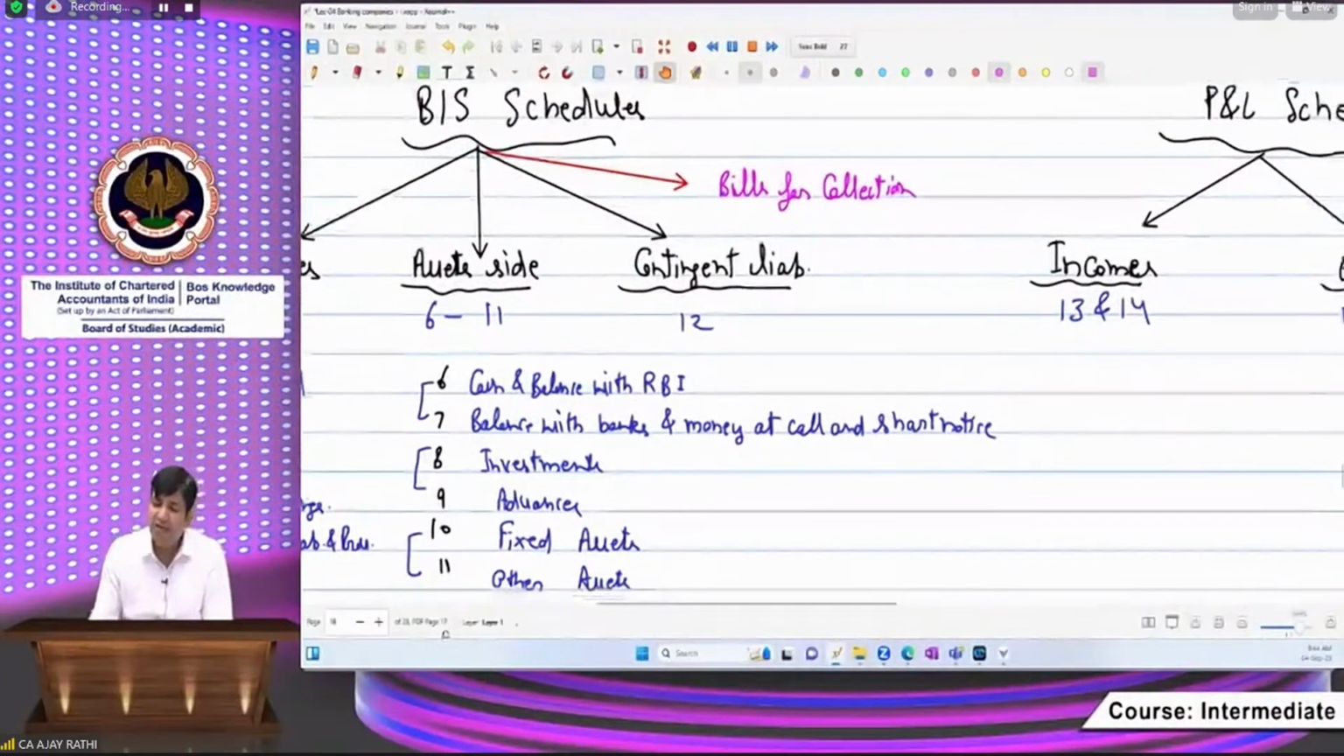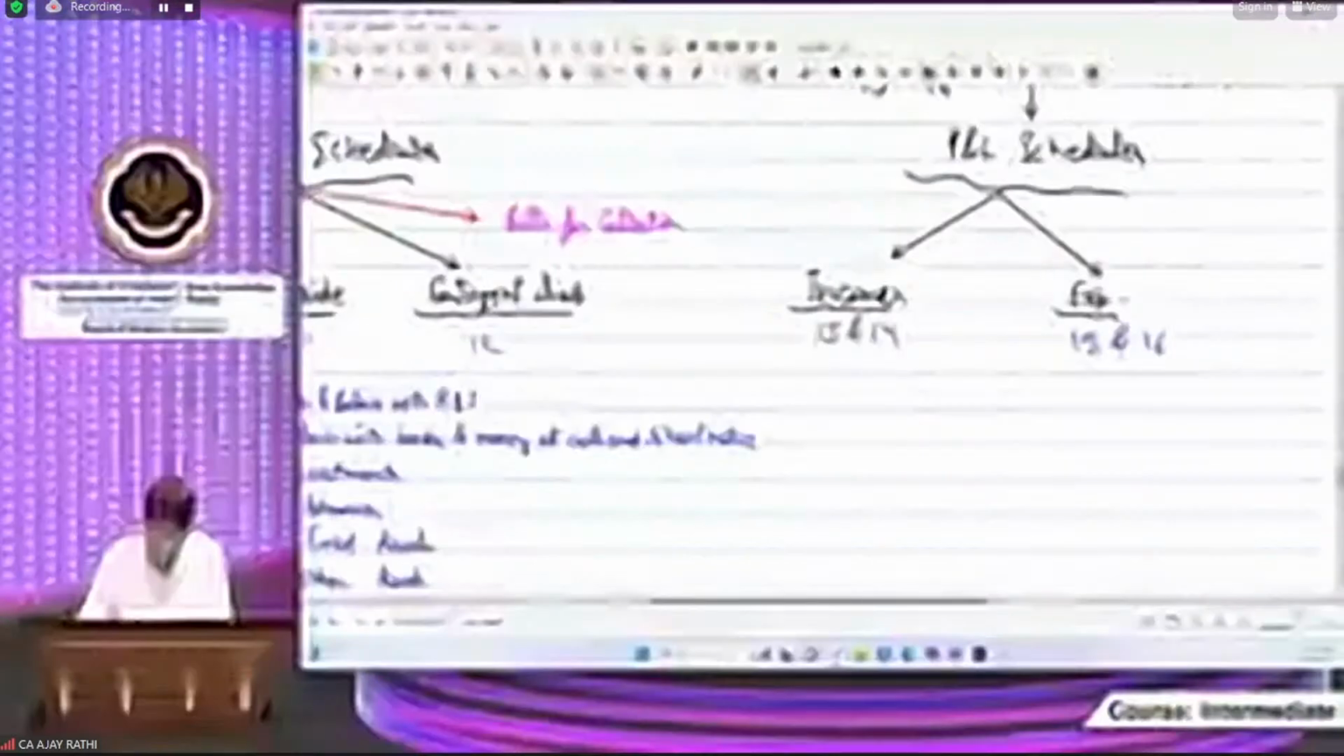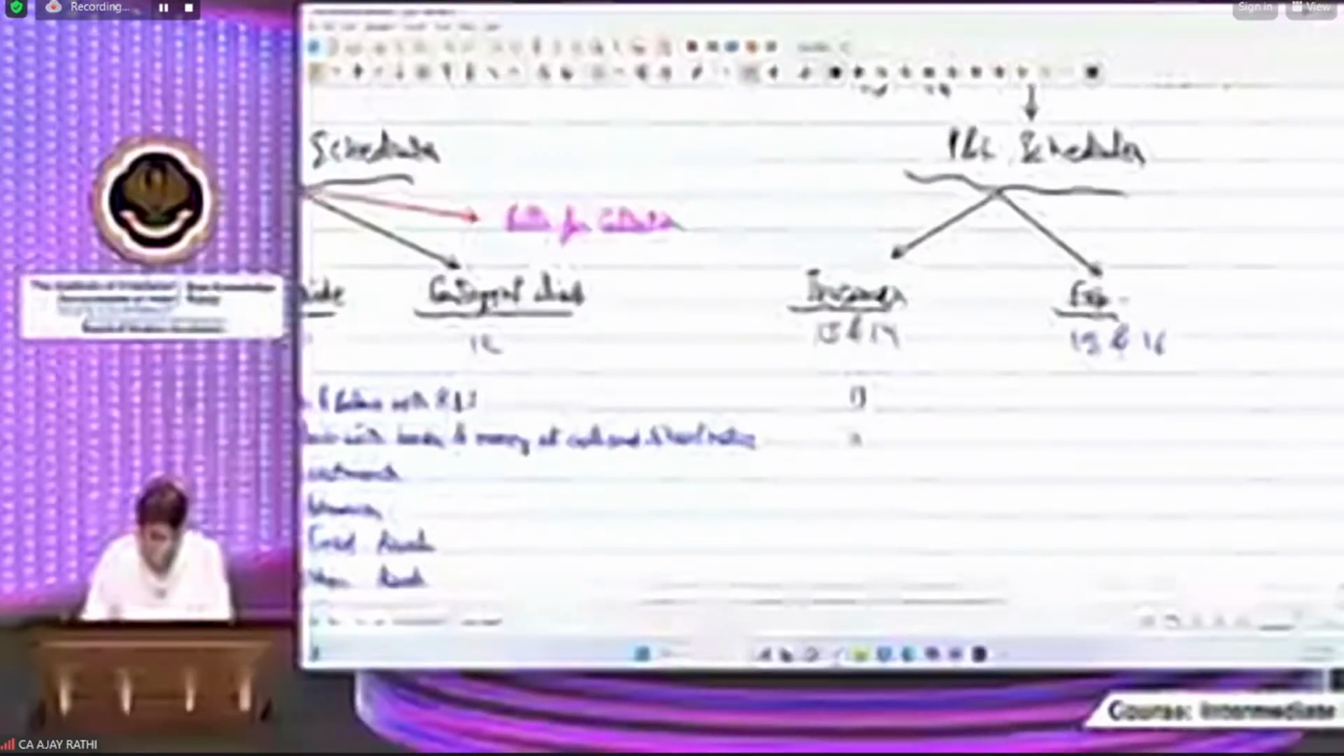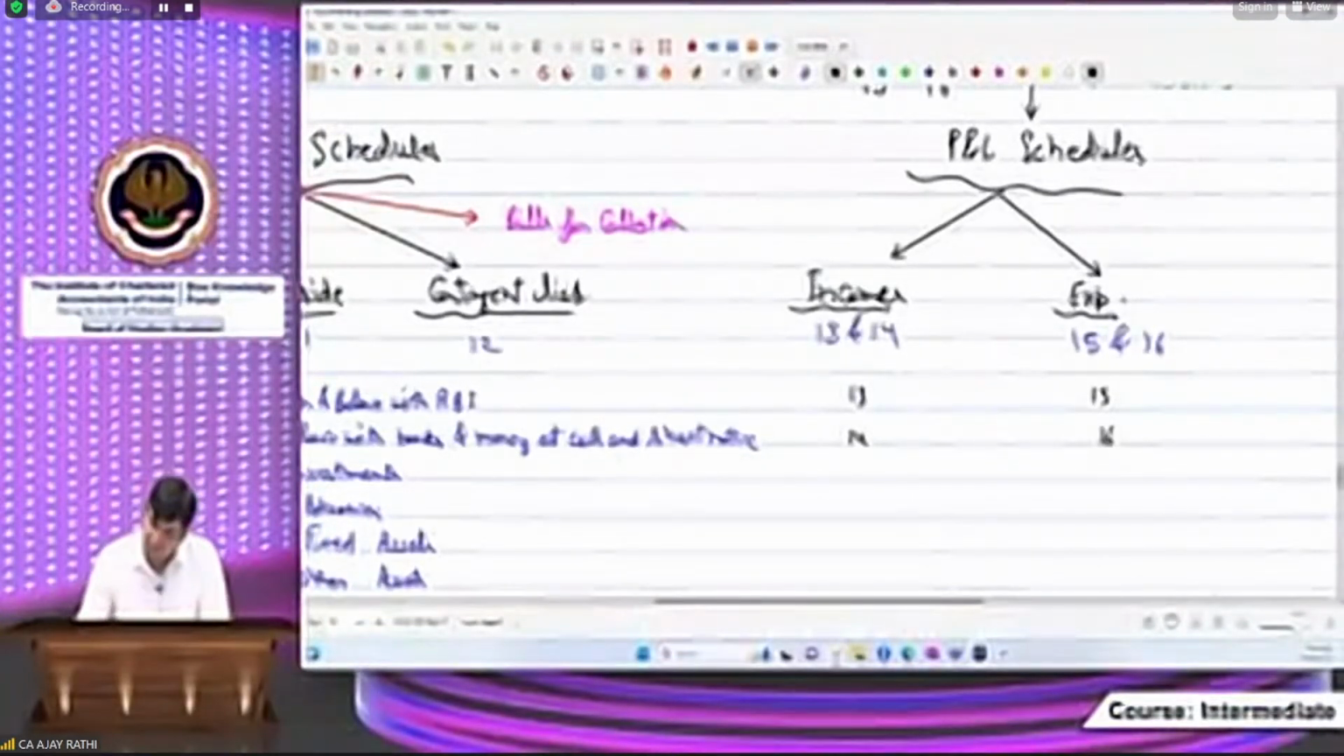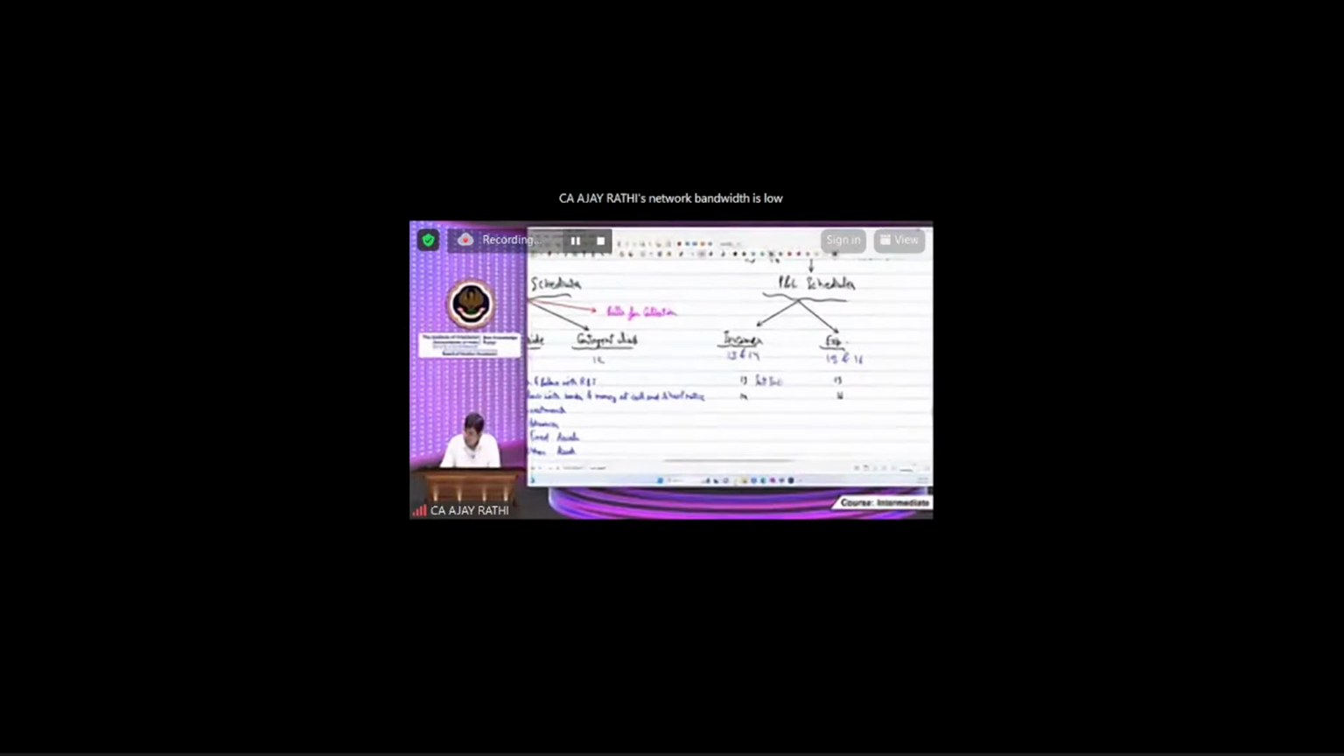Next one is also there, that is profit and loss. Profit and loss schedule. In the starting, the main thing is there, that is 13 and then 14. Here 15 and then 16. So easy it is. But 13 is for interest income. Other than interest, all other will be treated as other incomes. Next is what? Expenditure, beta. Interest expenses, and then operating expenses.